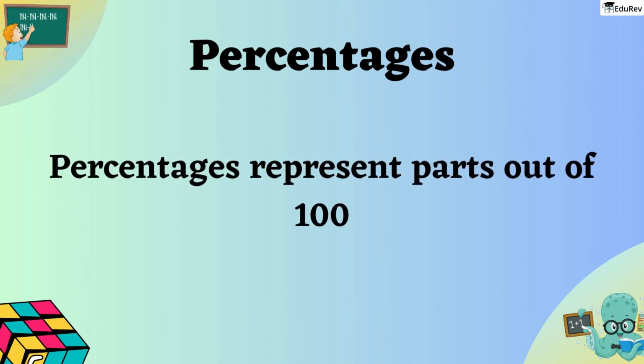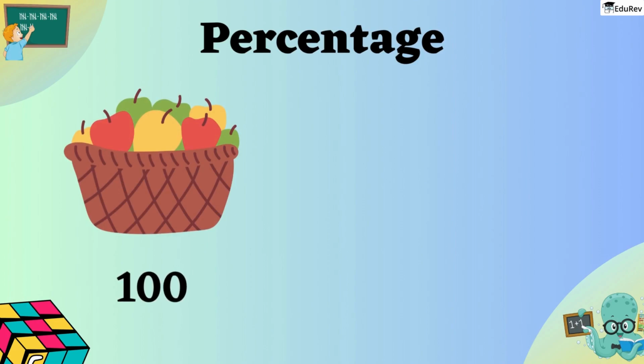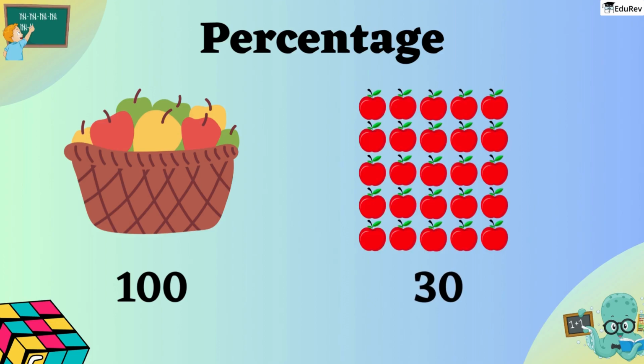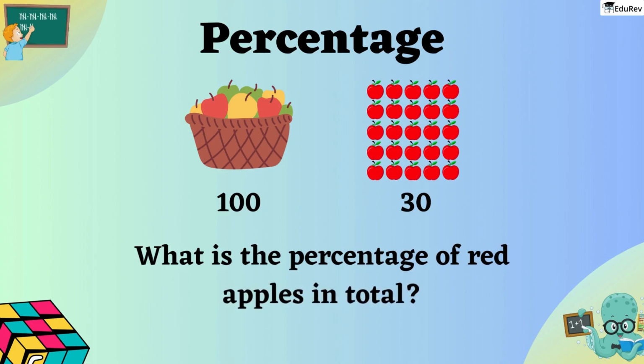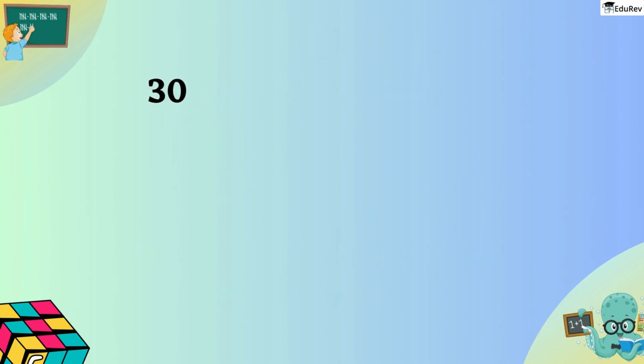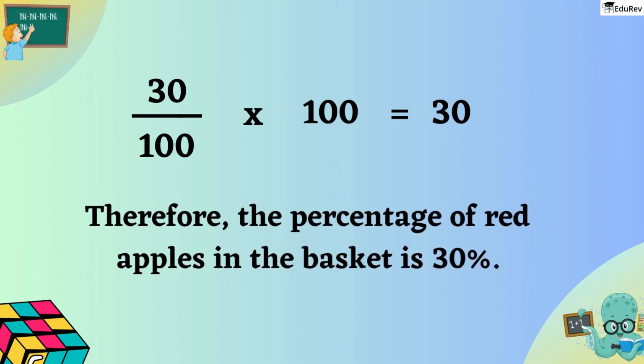Percentages represent parts out of 100. Let's understand with an example. Let's say you have a basket filled with 100 apples. You want to find out what percentage of the basket is occupied by red apples. If there are 30 red apples in the basket, what is the percentage of red apples in total? To find the percentage, you divide the number of red apples by the total number of apples and multiply it by 100. The answer that you get is 30. Therefore, the percentage of red apples in the basket is 30%.